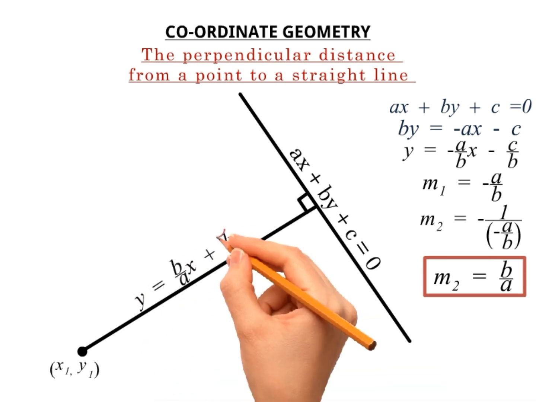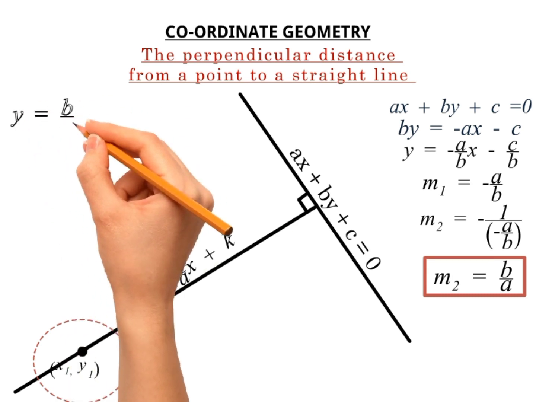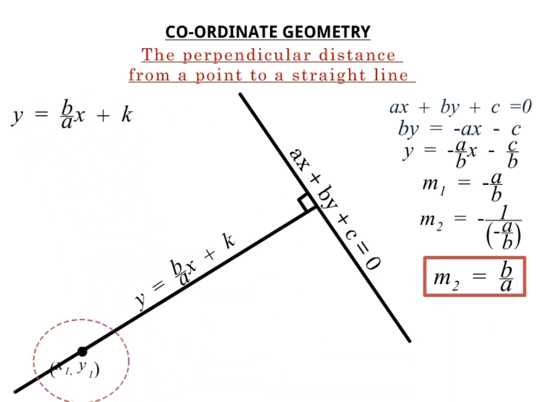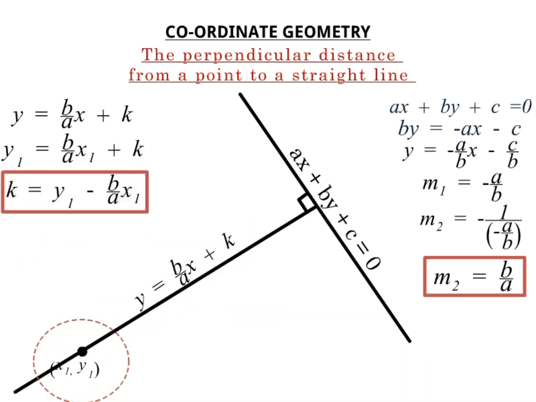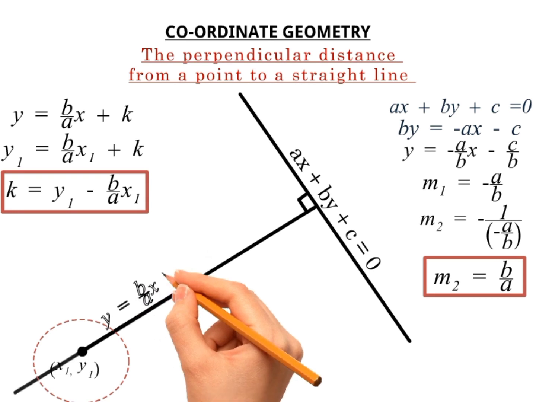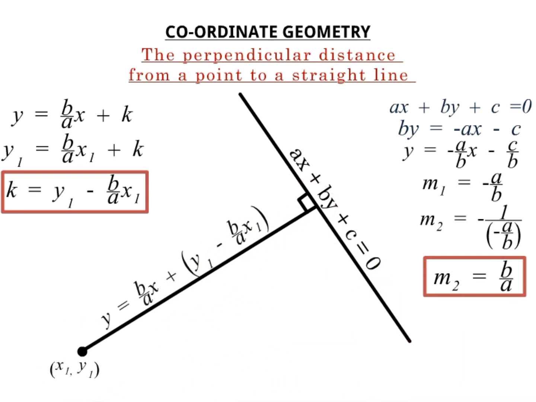To get the constant part of this equation, we need to substitute the point x1, y1 into the equation, since it is a point on the line, so it must satisfy the equation. So we substitute it as follows. And we make k the subject of formula. k equals y1 minus b over a x1. The equation of the perpendicular is now a complete one: y equals b over a x plus y1 minus b over a x1. Now we have the equation of the perpendicular line.